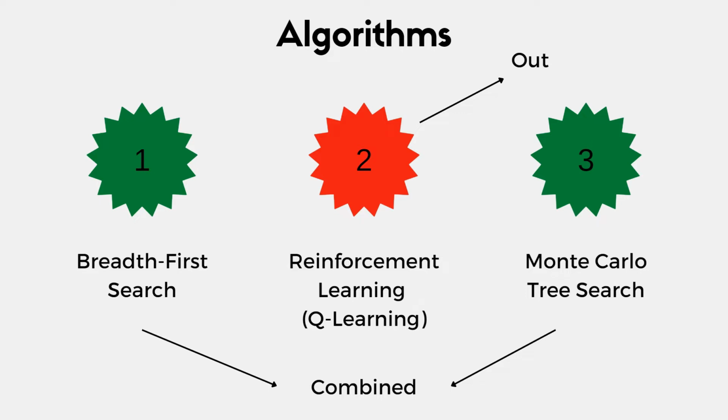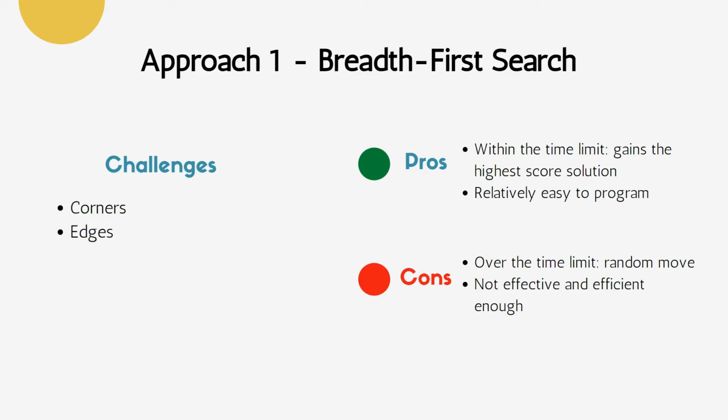We have used three techniques, which are BFS, Q-Learning, and MCTS, and developed the corresponding agents. Through experiments, we found that Q-Learning does not perform well, and the agent created by combining BFS and MCTS has the best performance, which is our final agent. BFS is our baseline model agent.